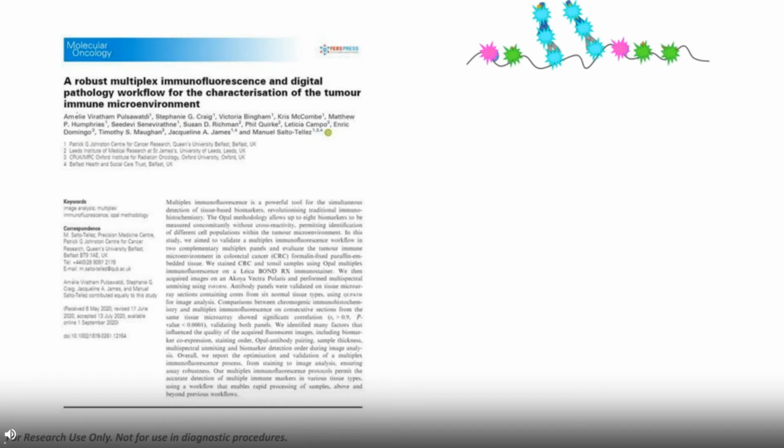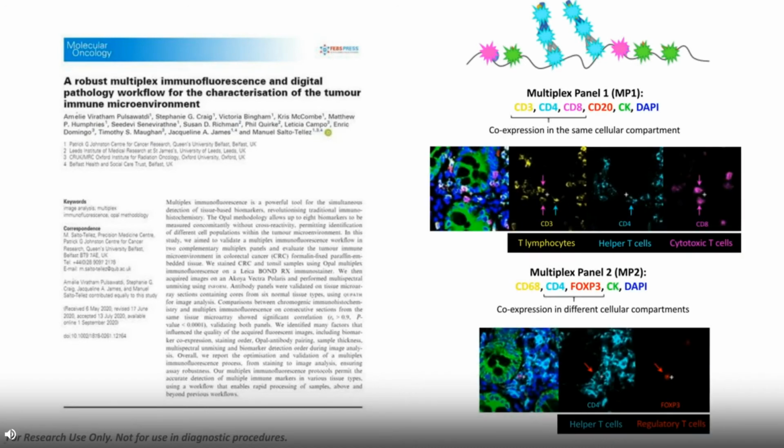So we wanted to look at this new method that's been produced through Opal to see how difficult it would be to generate a panel design in samples that had co-expression in the same cellular compartment and co-expression in different cellular compartments for immune biomarkers of interest using these methods, and then how difficult it would be to assess these digitally.